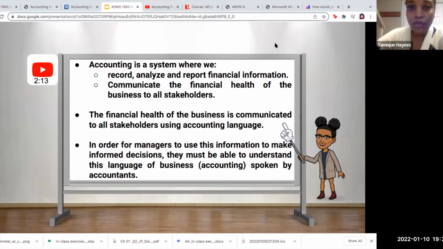Okay, so we need that financial information in the form of financial reports to not just get a snapshot of how our business is doing, but we also will need to be able to make future, informed decisions for our business. Someone raised their hand, go ahead.